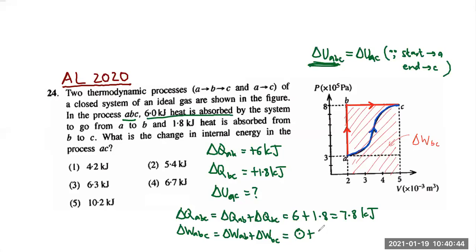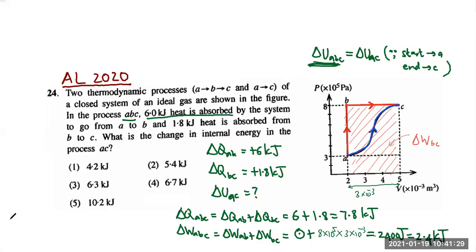That is 8 into 10 to the power 5 Pascal, multiplied by this length, which is going to be 2 and 5. The difference is 3, so 3 into 10 to the power minus 3. Therefore, the final answer we are getting is 2400 joules, 24 into 10 to the power 2. But everything is in kilojoules, so if you convert that, it is 2.4 kilojoules. That is the answer we are getting for delta W.